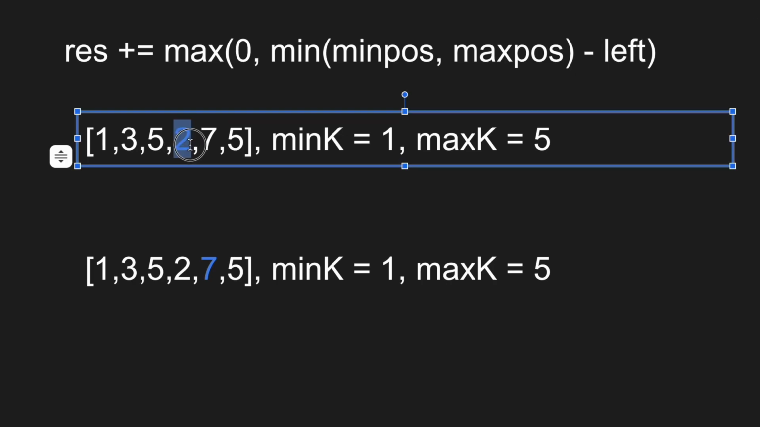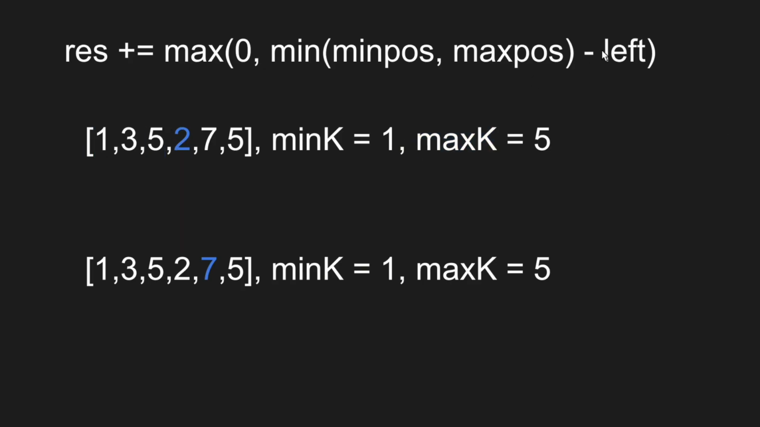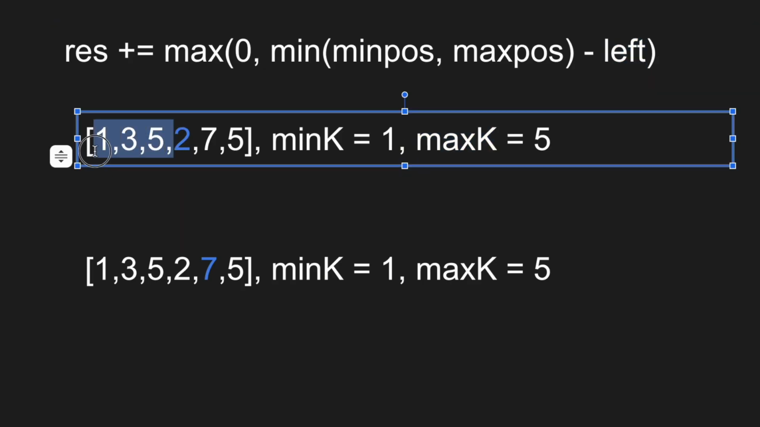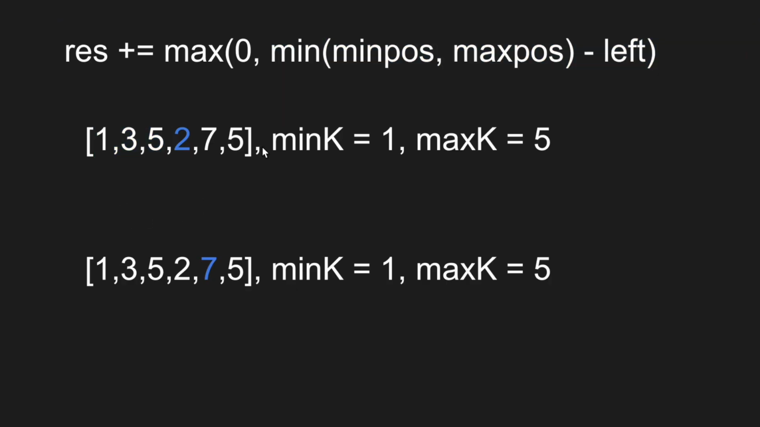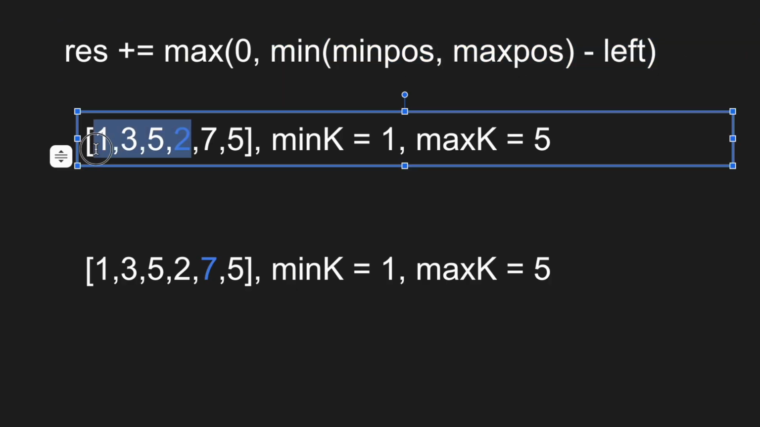So at this iteration, we will see that min position will be equal to 0 and max position would be equal to 2, and the left would be -1 because we haven't had an element that violates it yet. So we will add 1 to result because 0 minus -1 is 1. And as you can see, this subarray is valid when we have this on the right side.